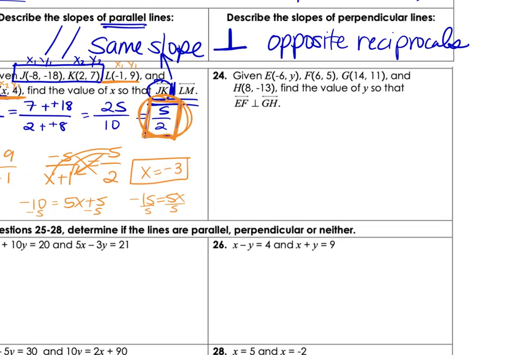Go to 24. 24, you are doing the same thing, but now we want them to be perpendicular. So we want opposite reciprocal slopes, okay? So we're going to start by finding the slope of FG.